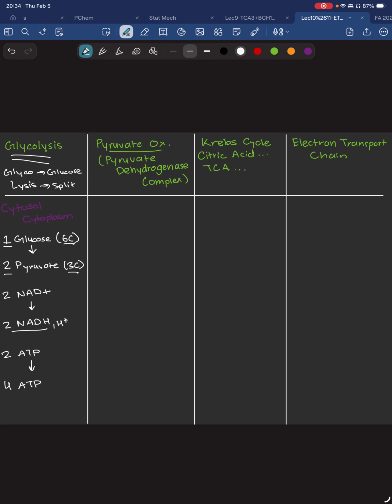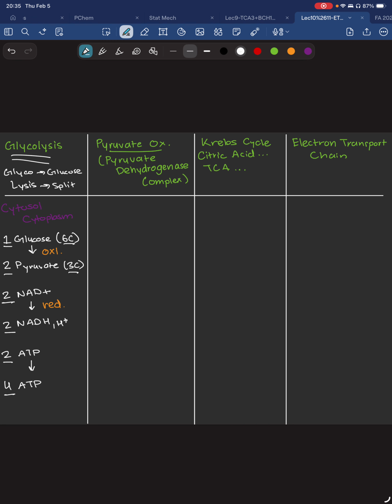Now, a big learning goal of this is to understand these things as big redox reactions, okay? Glucose to pyruvate is an oxidation. In return, NAD plus to NADH is a reduction. These two things happen at the same time. All redox reactions come chained, right? One oxidation has to happen with one reduction. And these are the oxidation and reduction of glycolysis. So there are your numbers so far. It's going to be 1 glucose, 2 pyruvate, 2 NAD plus, 2 NADH, and then 2 ATP in, 4 ATP out.